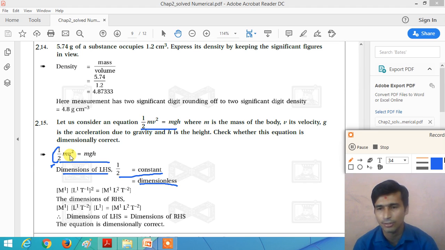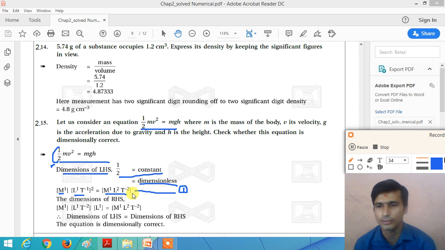So what is the dimension of m? The dimensional formula of mass is M1, and the dimensional formula of velocity is L1 T minus 1, and we need the square of this dimensional formula of velocity. So (L1 T minus 1) square. If we combine this, we get the dimensional formula of the left hand side: M1, L raised to power 1 raised to power 2, that means L2, and T raised to minus 2. So on the left hand side the dimensional formula is M1 L2 T minus 2.